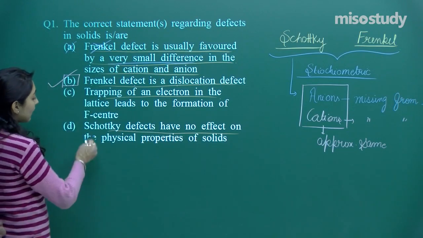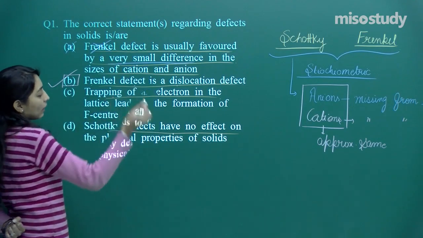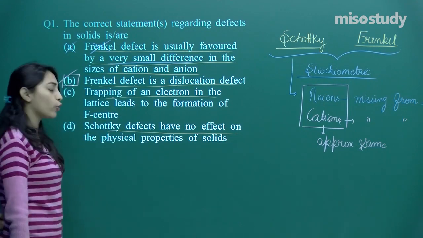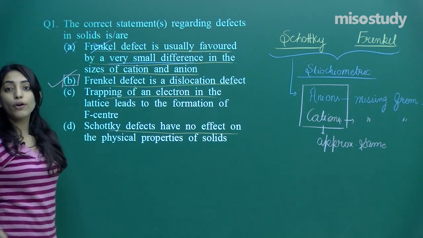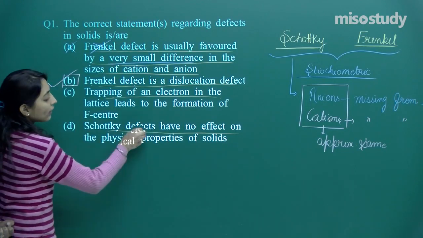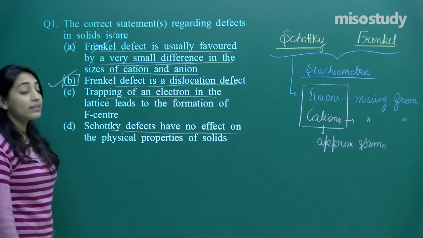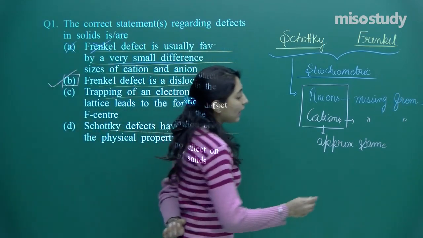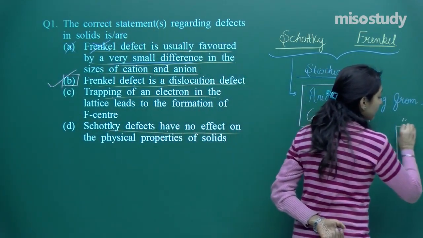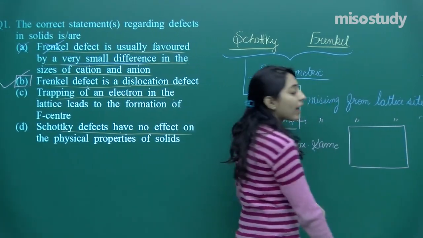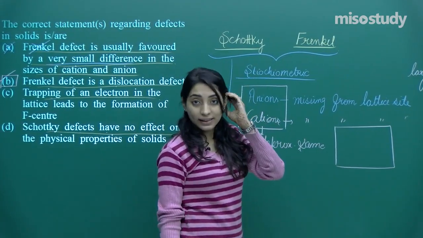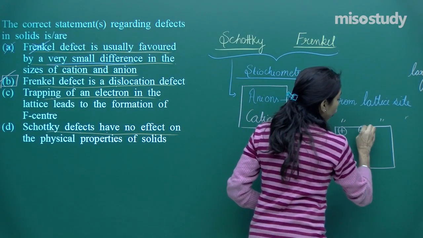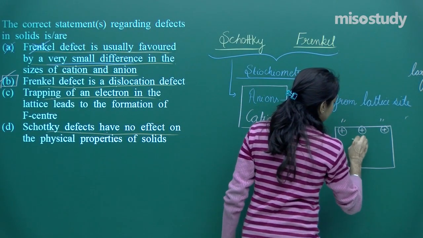Moving on to the third statement, let us leave it for the time being because it is something related to F center. Let us leave it for 2 minutes. Let us directly move on to the fourth statement. Schottky defects have no effect on the physical properties of solids. See guys, let us say earlier we had cations and anions present in the system. So let us say the cations I am drawing in white.